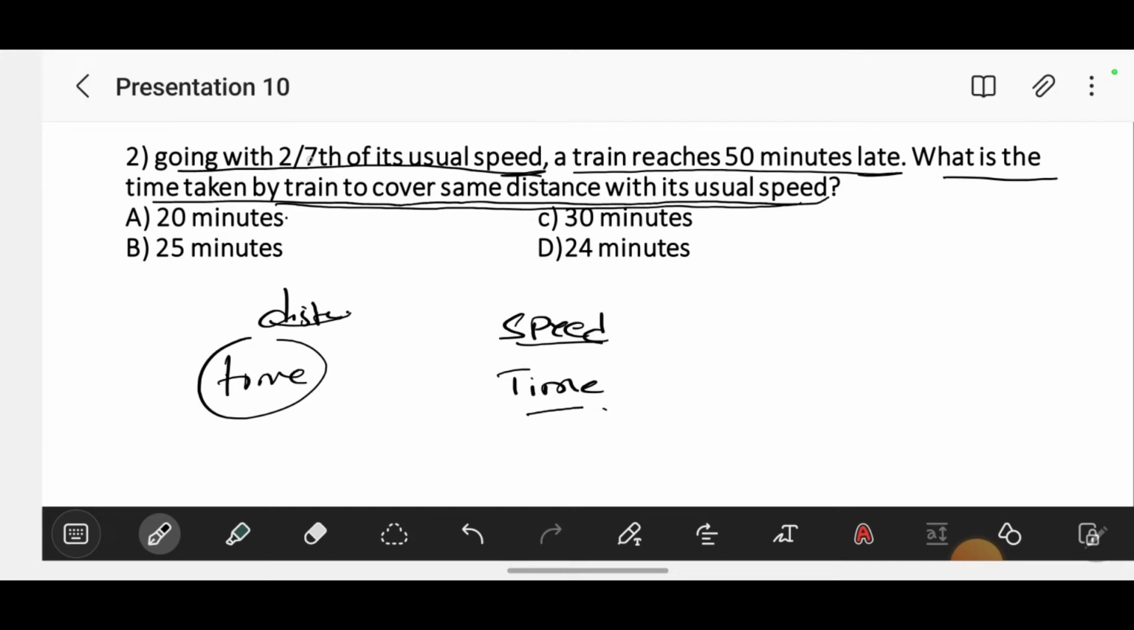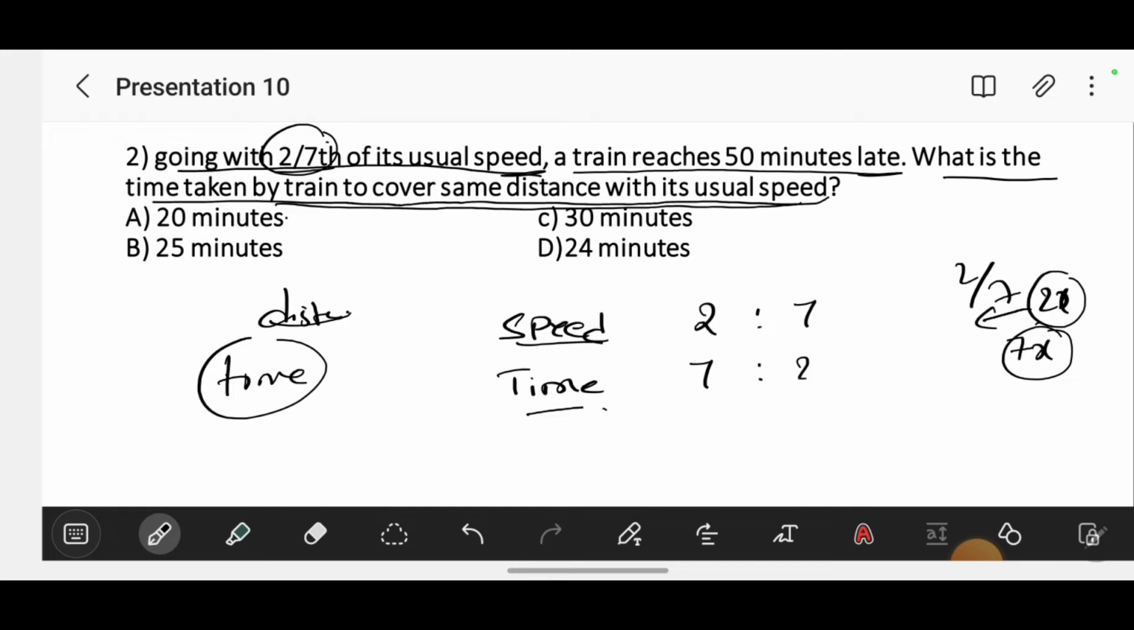Okay, what he's saying is 2 by 7th of his usual speed. Take 7x as the usual speed, and now 2x is its present speed. So it is 2 by 7th of its usual speed. So the speed ratio is 2 is to 7, and the time ratio becomes 7 is to 2.